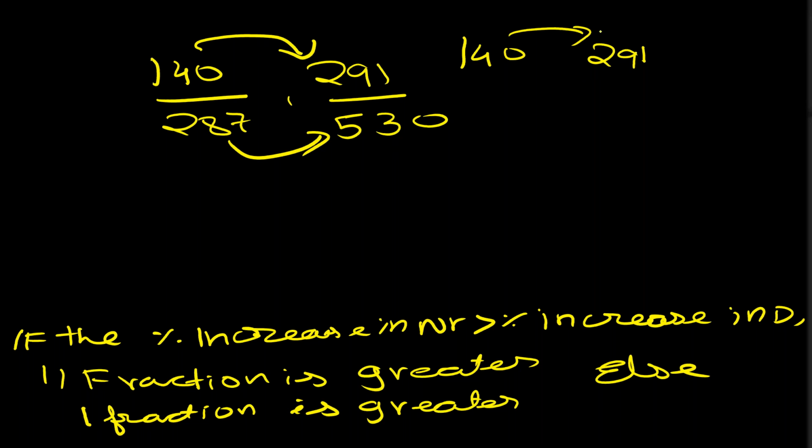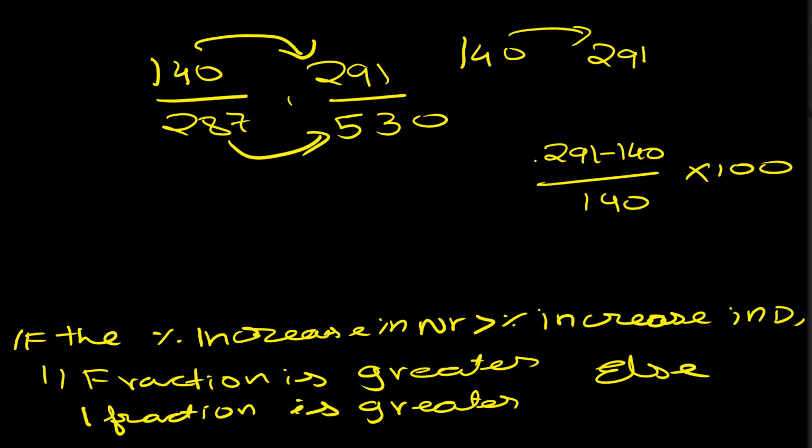So if I want to find how much percentage this has increased, I have to use the formula: final value minus initial value, divided by initial value, into 100. This is my formula for percentage increase or decrease. When I calculate this, I'll find exactly how many percentage has been increased.